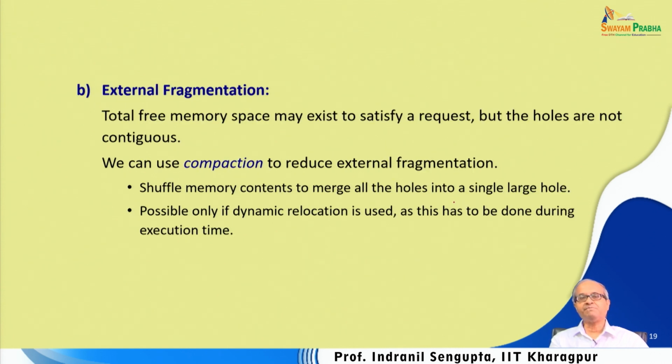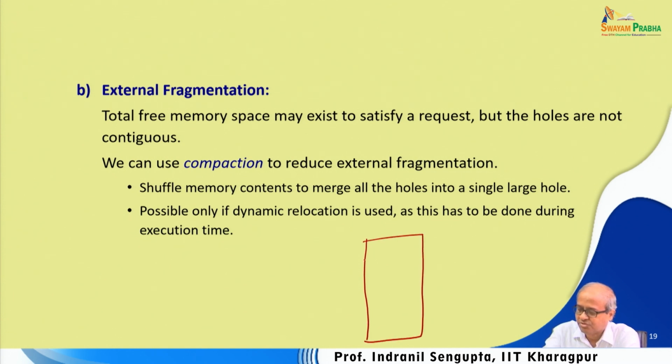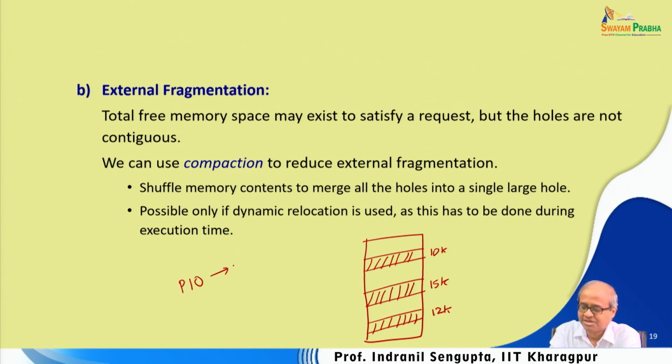And the other problem is something called external fragmentation. Like in the holes you saw, in the total memory space there can be multiple holes. I am only showing the holes. Let us say there is one hole here, one hole here, and one hole here. Let us say this hole is of size 10K, this hole is of size 15K, and this hole is of size 12K. Now, suppose a process comes, let us say P10, which is requesting a memory space of, let us say, 18K.